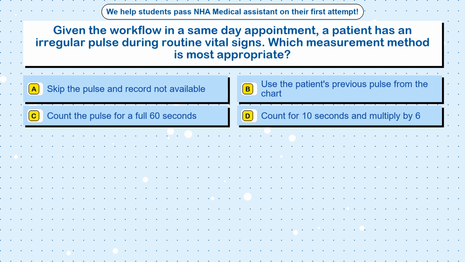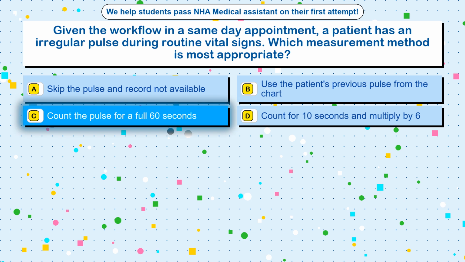Question 14. Given the workflow in a same-day appointment, a patient has an irregular pulse during routine vital signs. Which measurement method is most appropriate? Option A, skip the pulse and record not available. Option B, use the patient's previous pulse from the chart. Option C, count the pulse for a full 60 seconds. Option D, count for 10 seconds and multiply by 6. The correct answer is option C, count the pulse for a full 60 seconds.